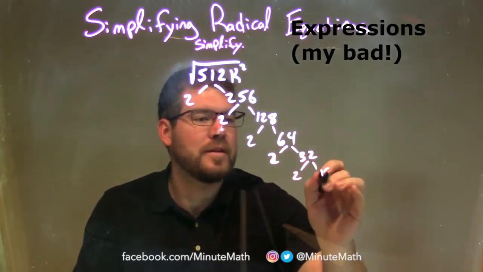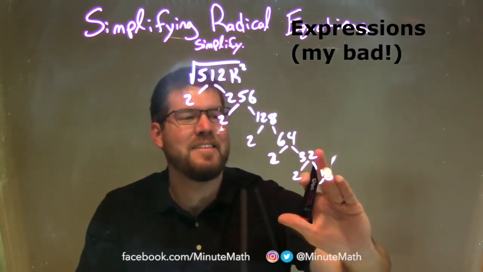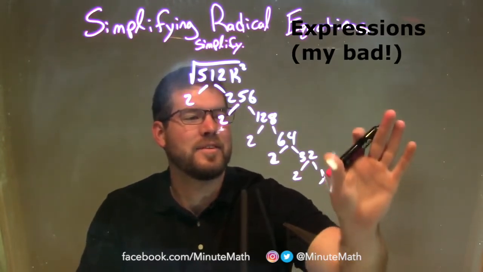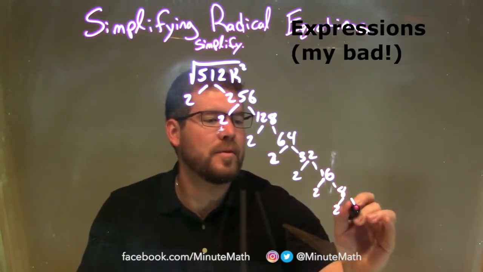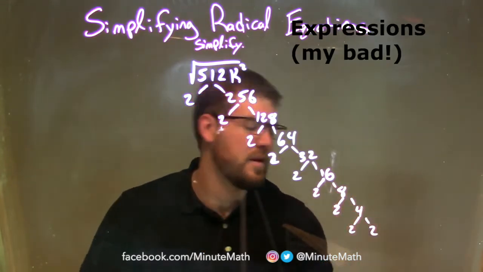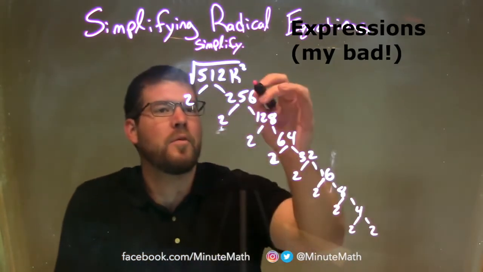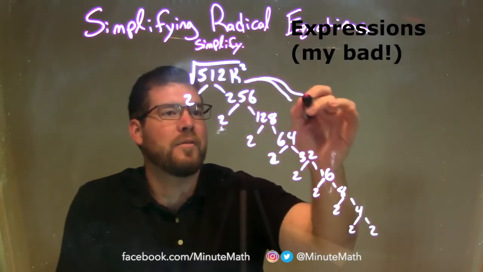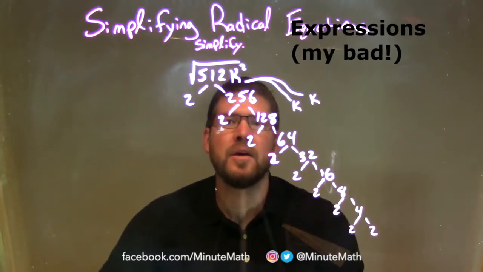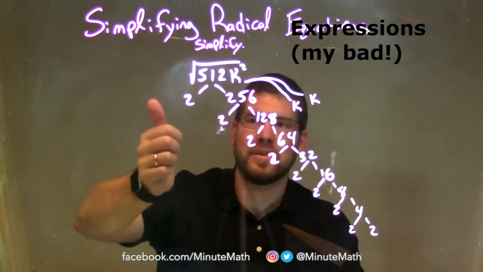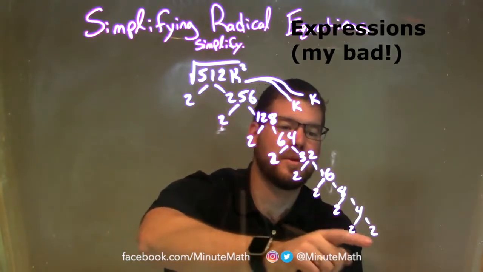64 divided by 2 is 32. 32 divided by 2 is 16. 16 is 2 and 8. 8 is 2 and 4. And 4 is 2 and 2. Okay. So I broke down all the prime factorization of 512. But don't forget k squared, right? K squared is just k times k. It's a little side note you want to think about there. So we did a prime factorization of 512, which became 2 times 2 times 2 times 2 times 2 times 2 times 2 times 2 times 2.